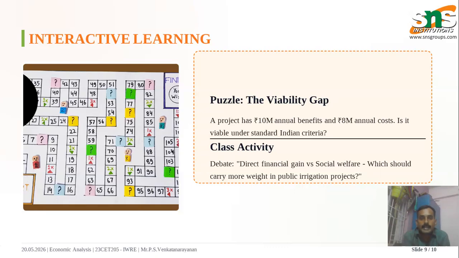Now let us test our understanding with a quick activity. Here is a puzzle. A project has annual benefits of 10 million rupees and an annual cost of 8 million rupees. Is the project viable under Indian criteria? The benefit cost ratio is calculated as 10 divided by 8, which equals 1.25. Since the value is below the standard benchmark of 1.5, the project may not normally be considered economically feasible.